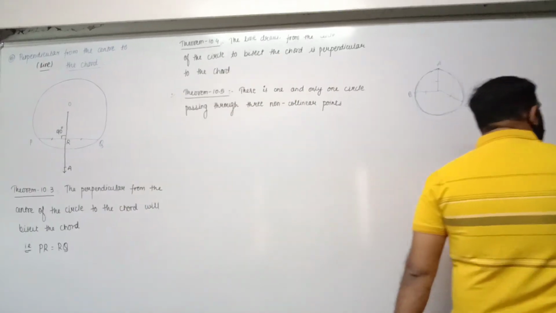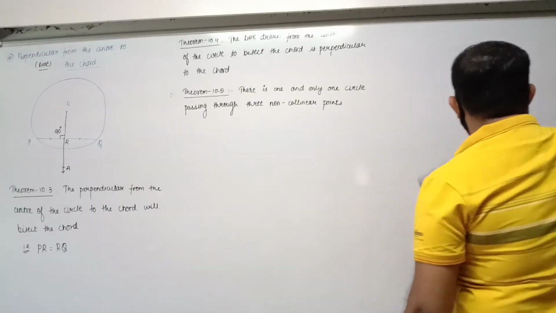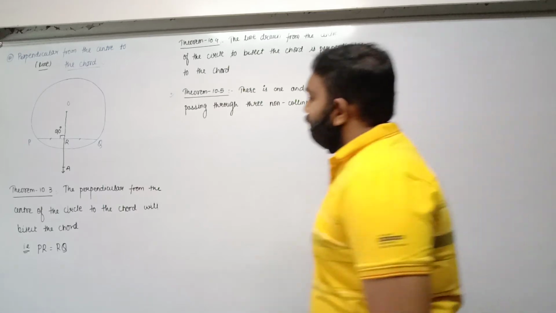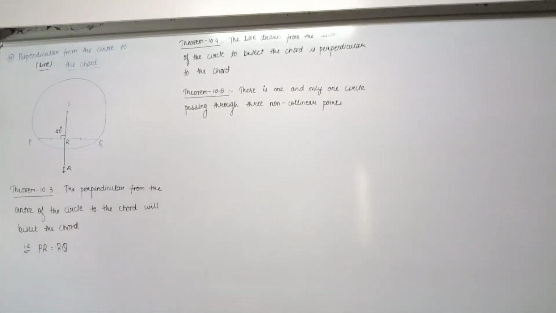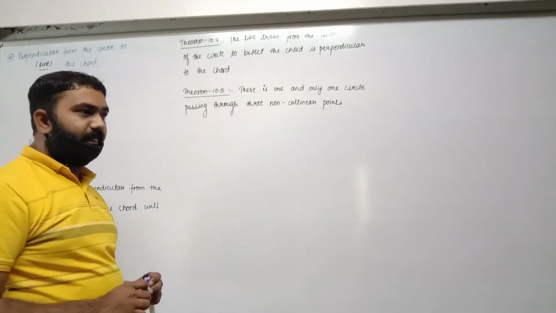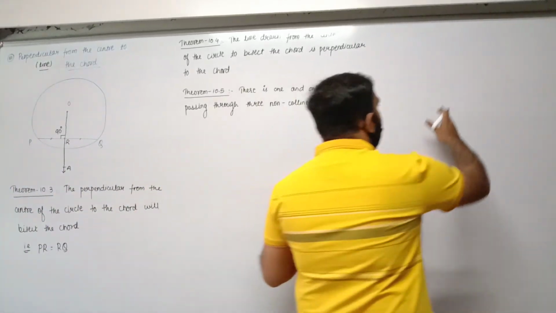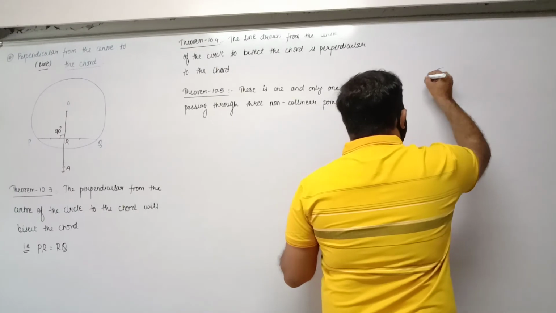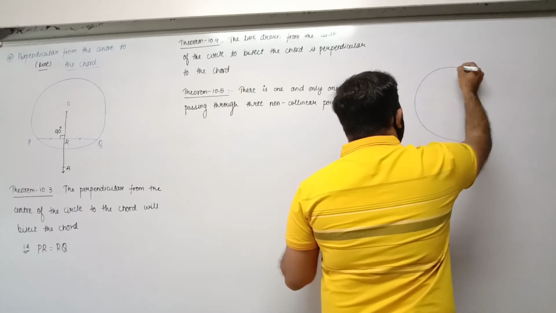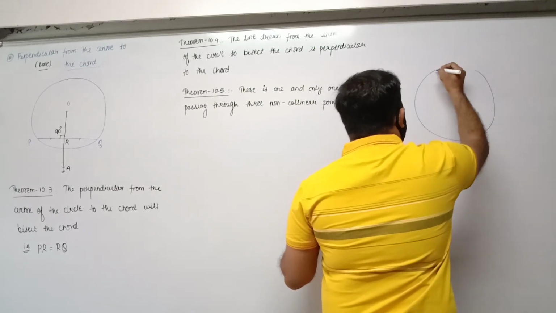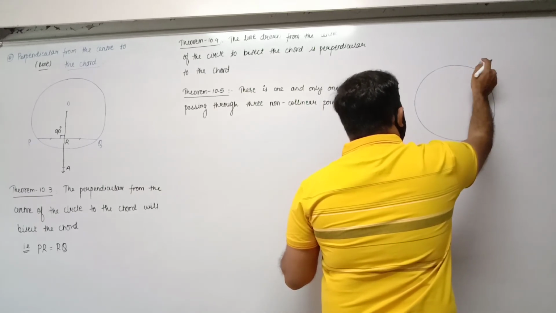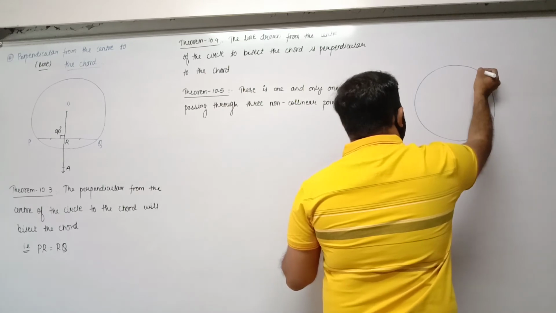Equal chords. What do you mean by equal chords? Which chords were the same in length? They are equal chords. The chords which are the same in length, or having equal length, we can say. Yes or no? The chords which have equal length are known as equal chords.